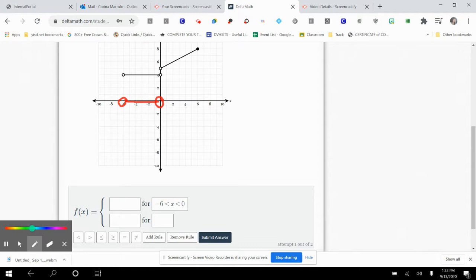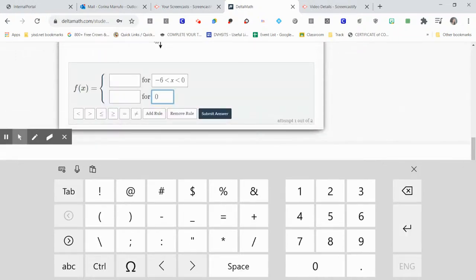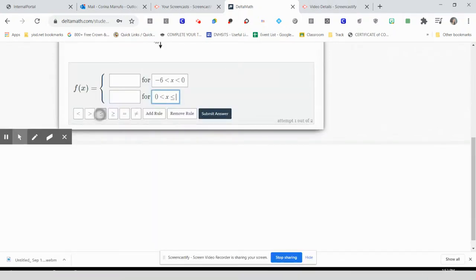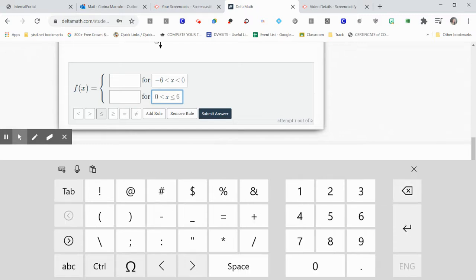Okay, the next section is here. Now, this one is also an open circle. And you see your graph continues and it stops right here at 6. Okay, and at 6, it's a closed circle. So then again, we're going to have the same situation where we have 2 boundaries. So it goes from 0, and then we're going to use the less than sign. And then the X goes in the middle. And then this time we have to use the less than or equal to sign because at 6, it is a closed circle. So there we put the 6.